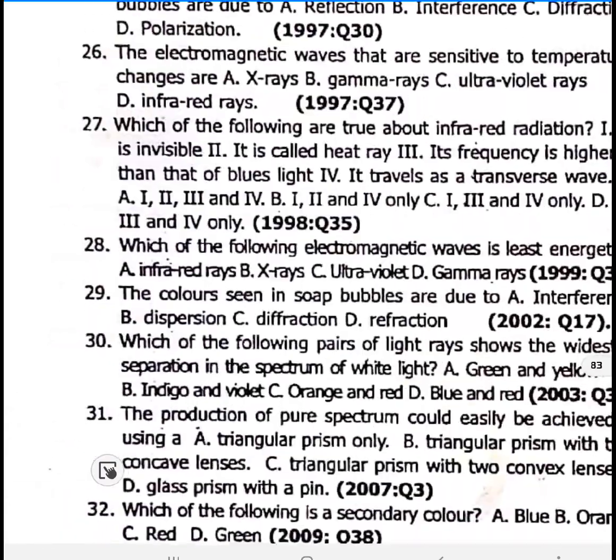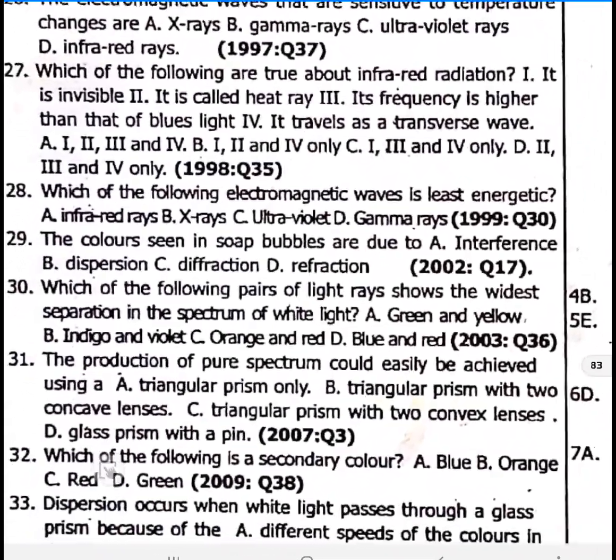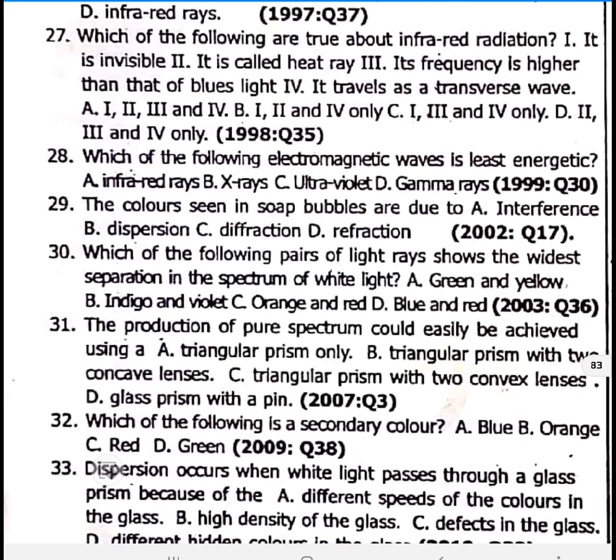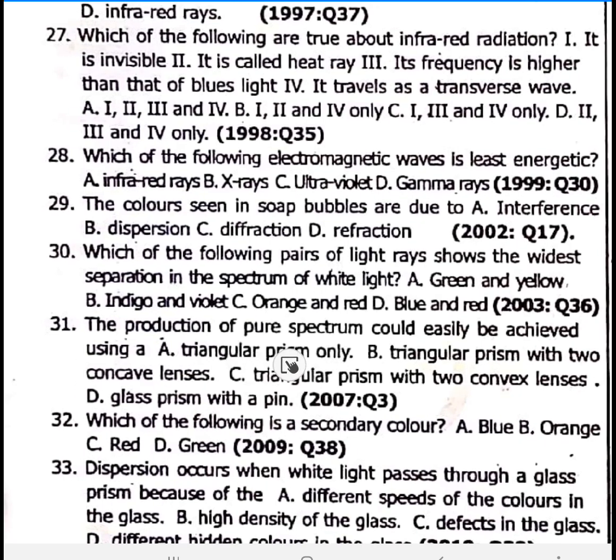31. The production of pure spectrum could easily be achieved using a triangular prism with two convex lenses. Do not forget, you get your slit, you get your lens, you get your prism, just like that. Then you have a screen at the end. We've touched that one already.